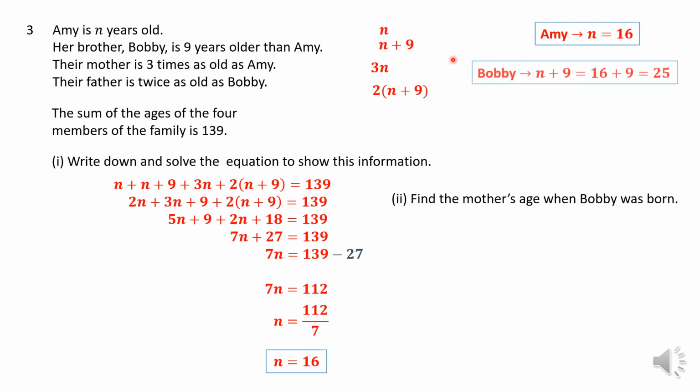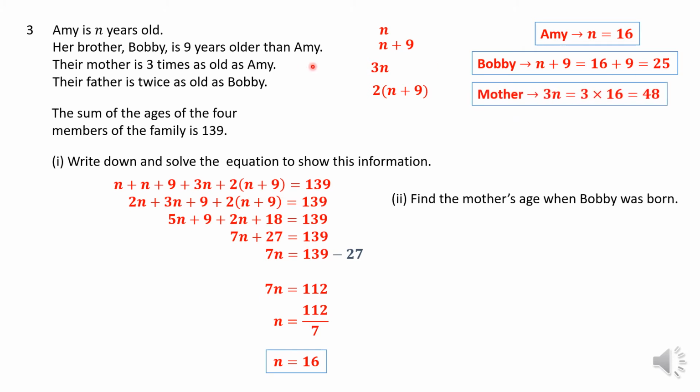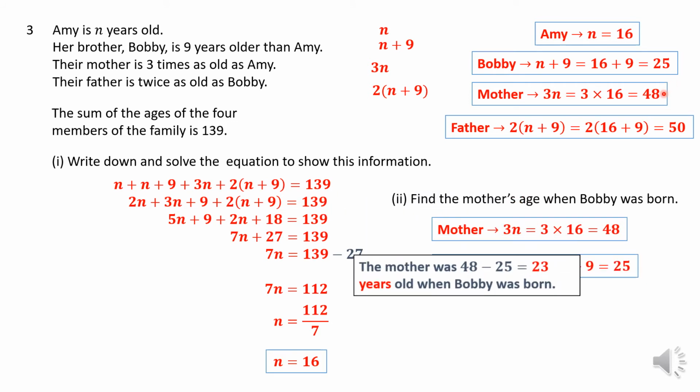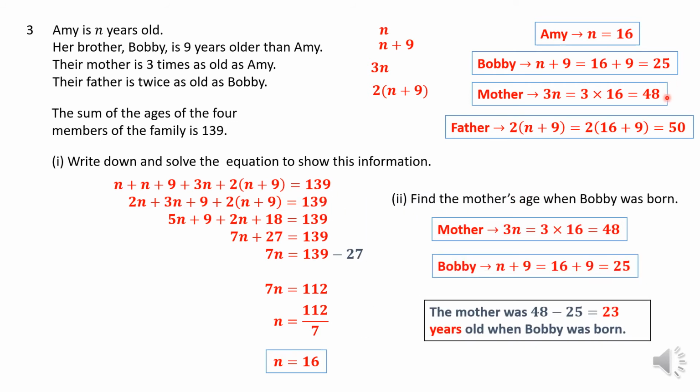I then write everyone's age down. So Bobby is going to be 25 years old. The mother is 3 times Amy's age. It's going to be 48 years old. And the father is going to be 50 years old. So now I know the mother's age. I know Bobby's age. So I just take the mother's age and subtract Bobby's age from it. So the mother was 23 years old when she had Bobby.